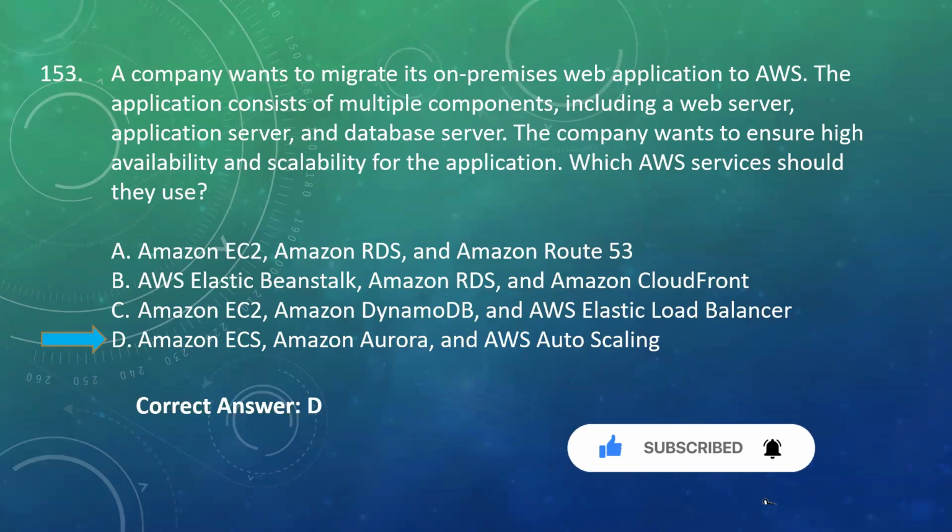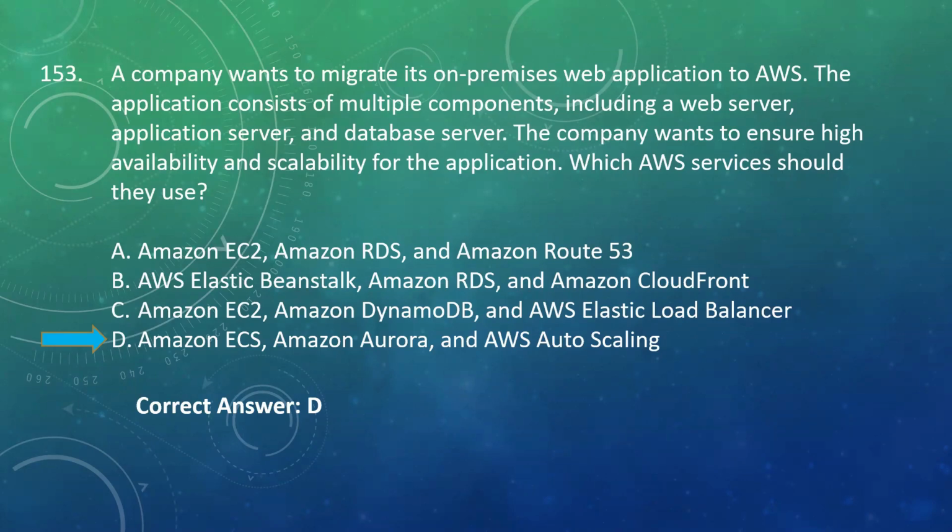Amazon ECS, also called Elastic Container Service, can be used to deploy and manage the web server, application server, and database server components as containers. Now, the next service, Amazon Aurora, can be used as a managed database service for high availability and scalability. And the third service, which is part of option D, is AWS Auto Scaling, which can be utilized to automatically scale the application based on predefined conditions, making option D the correct choice in this case.